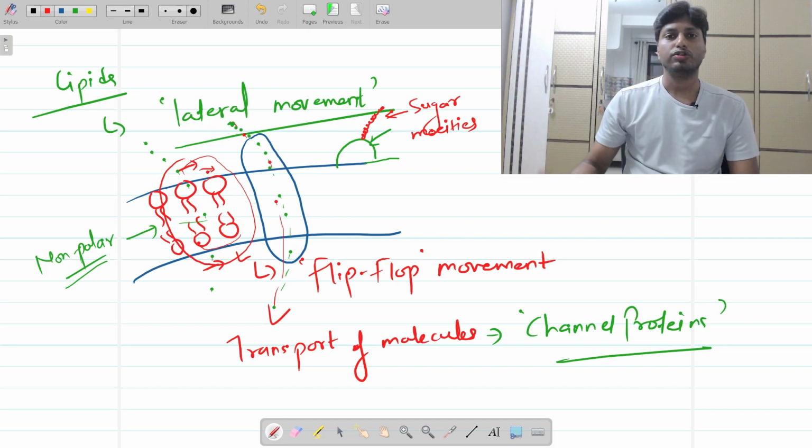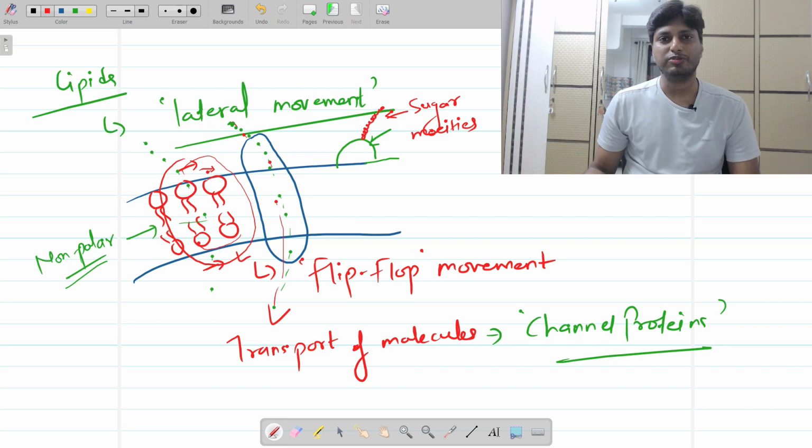Sugar moieties means these peripheral proteins have some amount of carbohydrate residues attached to them. These carbohydrates attached to these external proteins help in receiving the signals which are coming to the cell, and that's why they play a very important role in cell signaling. They basically also act as receptors of the different types of signals coming to the cells.